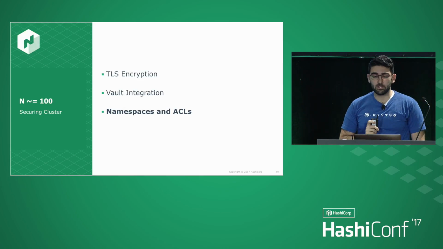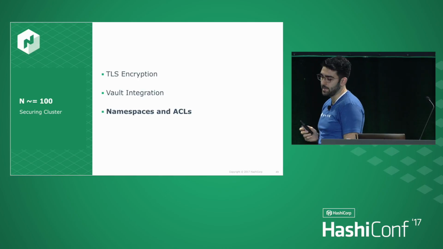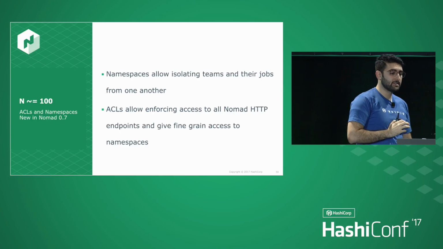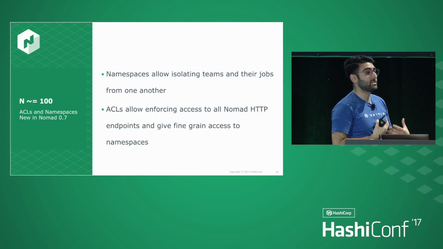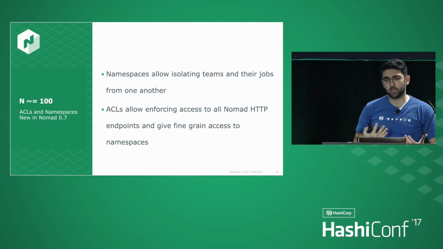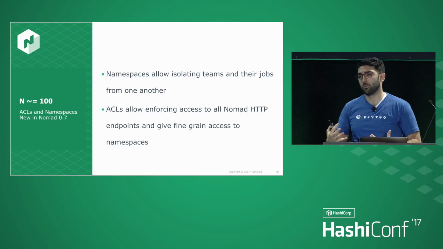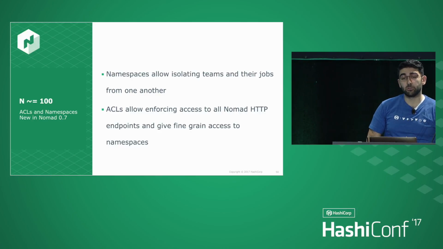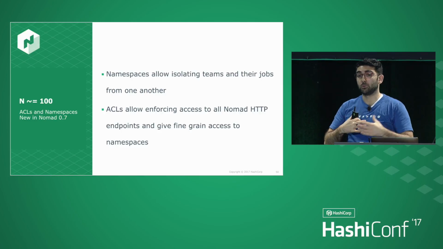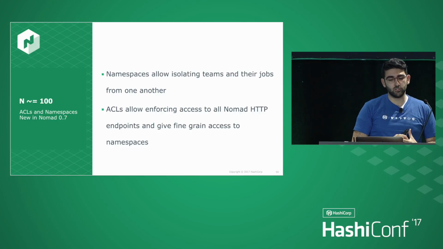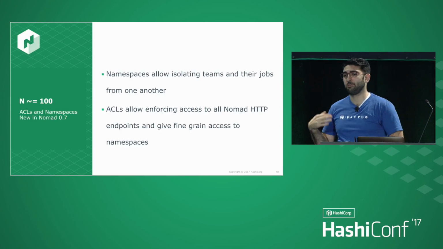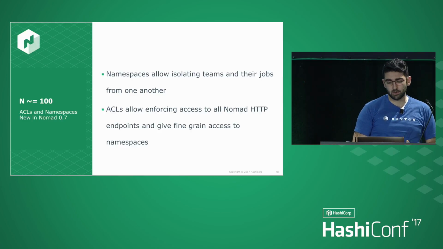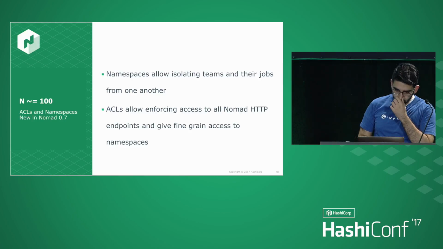Next are two new features in Nomad 0.7, namespaces and ACLs. So namespaces allow you to isolate teams and users from one another and all their jobs and all the associated objects with them. And ACLs allow you to not only do enforcement on all of Nomad's HTTP endpoints, but it really gives you fine-grained access control to who has access to each namespace and what they can do in it.